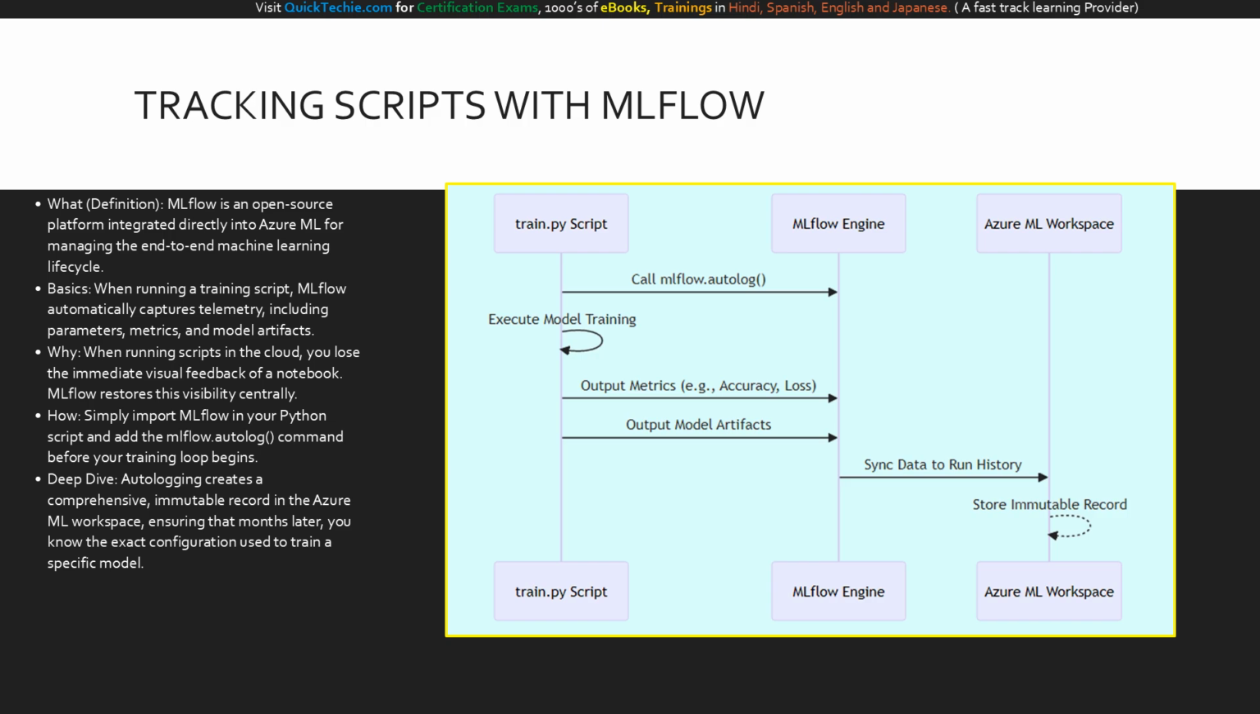This sequence diagram illustrates the seamless integration of MLflow during script execution. We start on the left with our train.py script. The very first action it takes is calling mlflow.autolog. As the script enters the model training phase, MLflow sits quietly in the background. As training progresses, the script naturally generates metrics like accuracy and loss, as well as the final model artifacts. MLflow intercepts these outputs and securely synchronizes them directly back to the Azure ML workspace. The workspace then locks this data in as an immutable record in your run history. By automating telemetry, your data scientists never have to manually write print statements or save local files again.